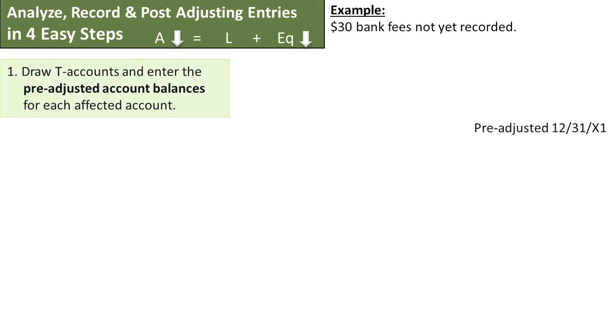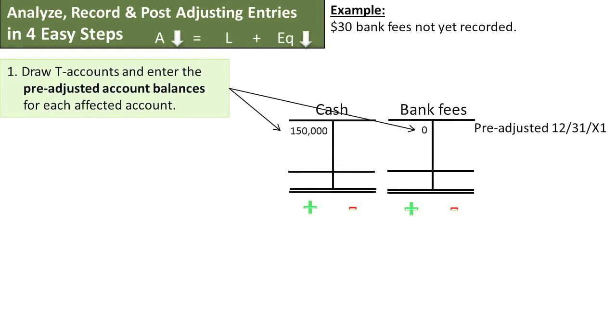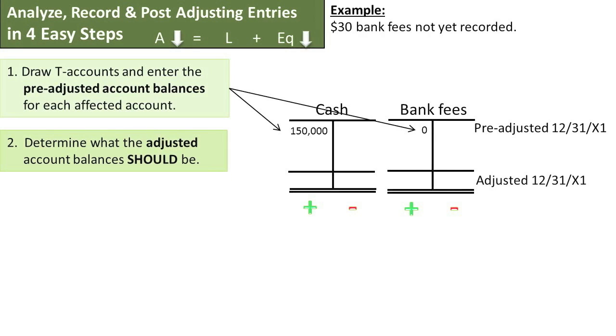Step 1. Draw T accounts that represent the ledgers and enter the pre-adjusted account balances for each affected account. These balances came from the pre-adjusted trial balance, and I've entered them here for you to save you a little time. Step 2. Determine what the adjusted account balances should be. In other words, after paying $30 in bank fees, how much cash would you have left, and what would your bank fees for the year be, assuming you started with having no bank fees?